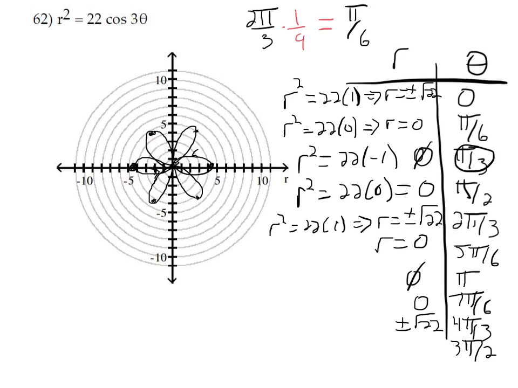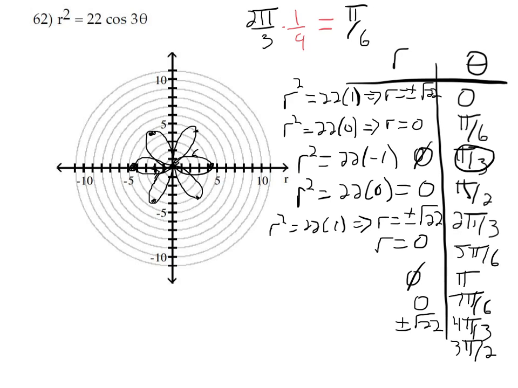So this was definitely one of the harder ones. What's interesting about this, you would expect to get 3 leaves out of a cosine 3 theta. Because of the squared, it gets doubled because you get 2 solutions every time. So you get double leaves. So it's basically a 3-leaf clover, but it's been doubled. So you end up with 6 leaves.